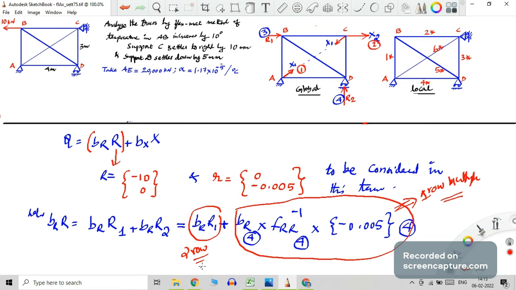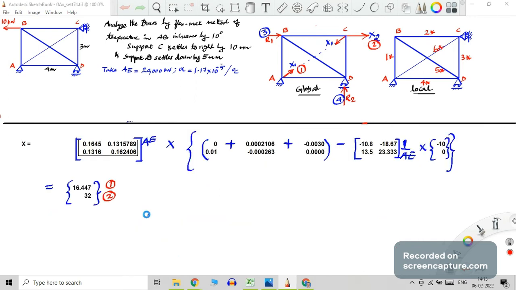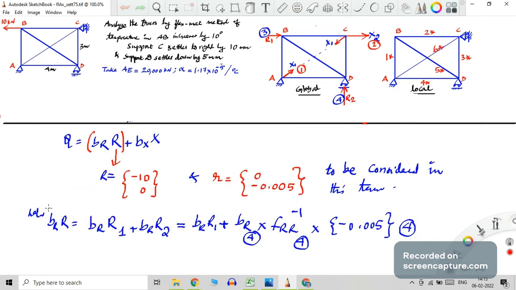Because this is small r inverting, converted to smaller r, so there you need to avoid the coupling. So one row multiplication for the second part and two row multiplication for the first part of BRR. Again, I will explain once again. BRR is BRR1 plus BRR2, where R1 is this one. BRR2 is a consequence of small r.